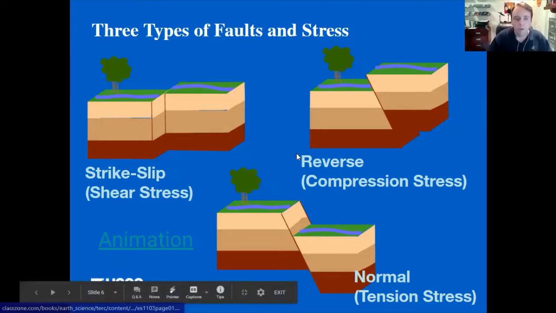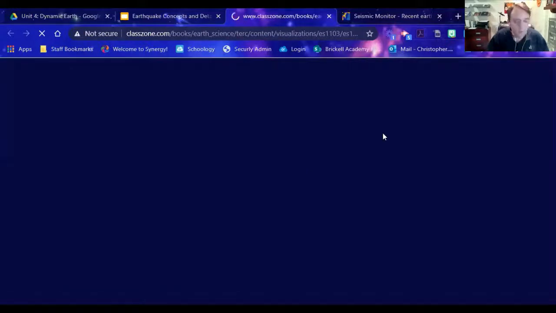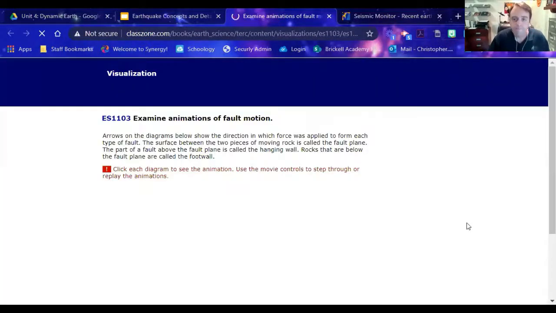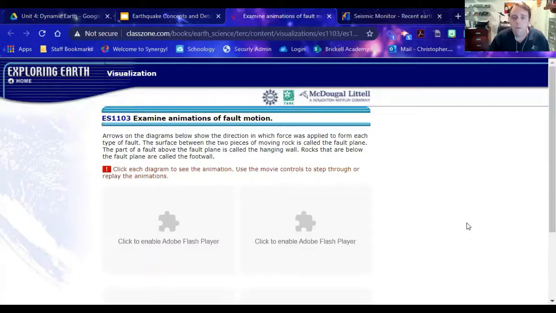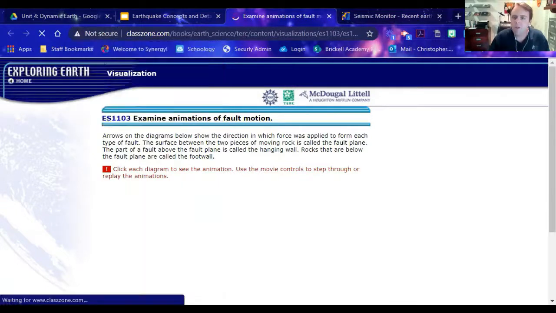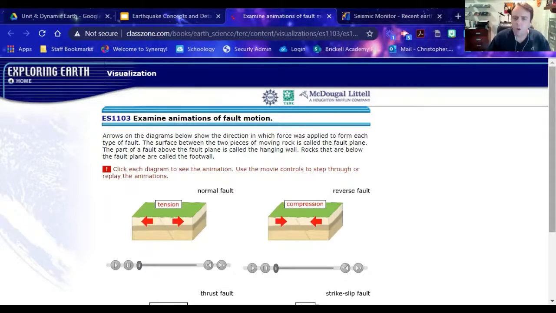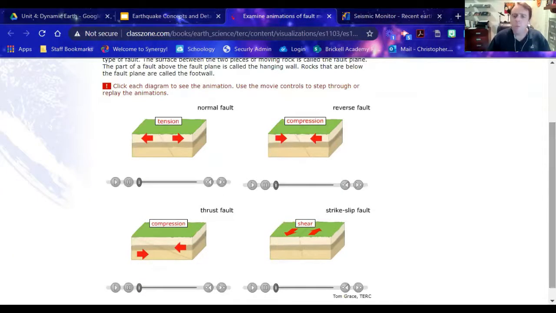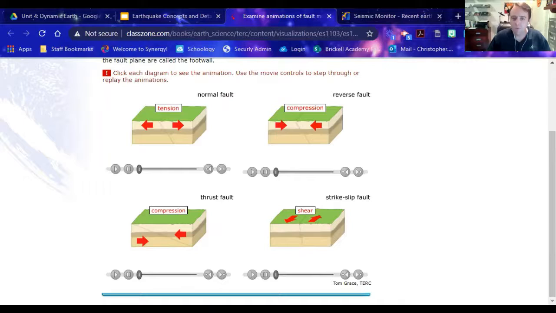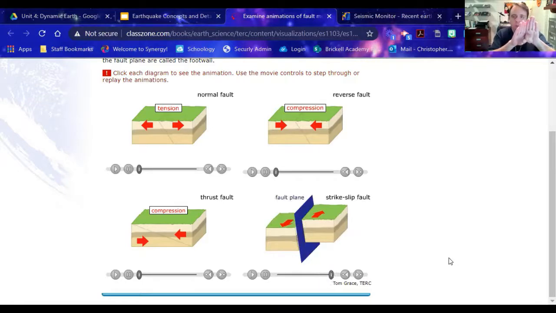Let's take a look at some animations for each one. And again, we'll start with strike slip. So again, strike slip faults are just like transform boundaries where they move against one another. Not a whole lot of up and down motion, but slipping sideways. They're caused by shear stress. So strike slip, the rock slips past. So it builds up tension, builds up stress, slip, earthquake.